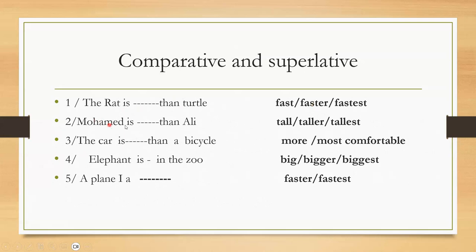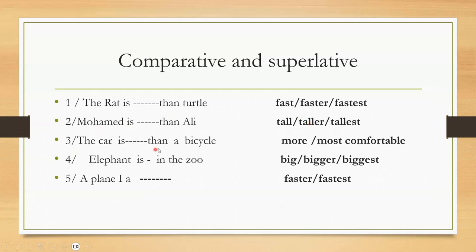Okay, Muhammad is dash than Ali. Also here we have two persons. I want to compare between them, Muhammad and Ali, and I have than to compare between these two persons. I will say Muhammad is tall, taller, tallest. Yes, I will use ER because I have than and I have two things to compare between them. I will use taller. Muhammad is taller.